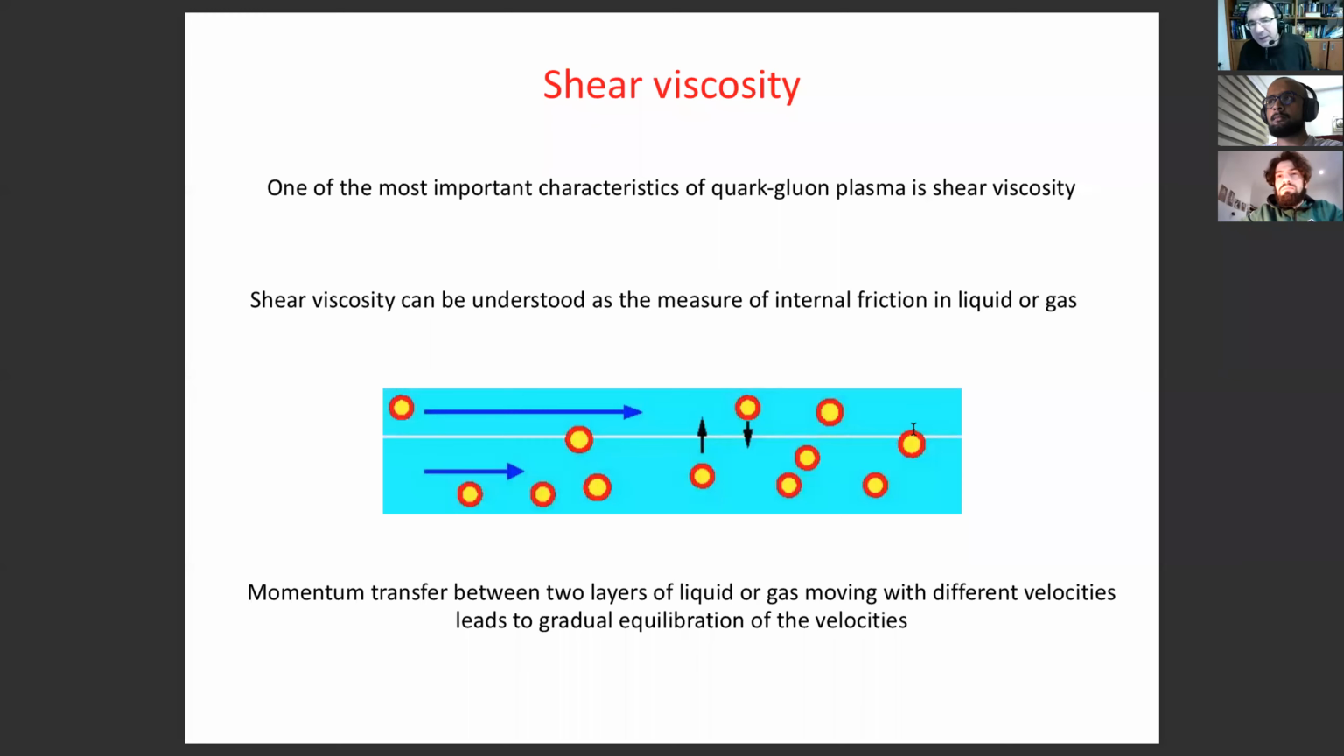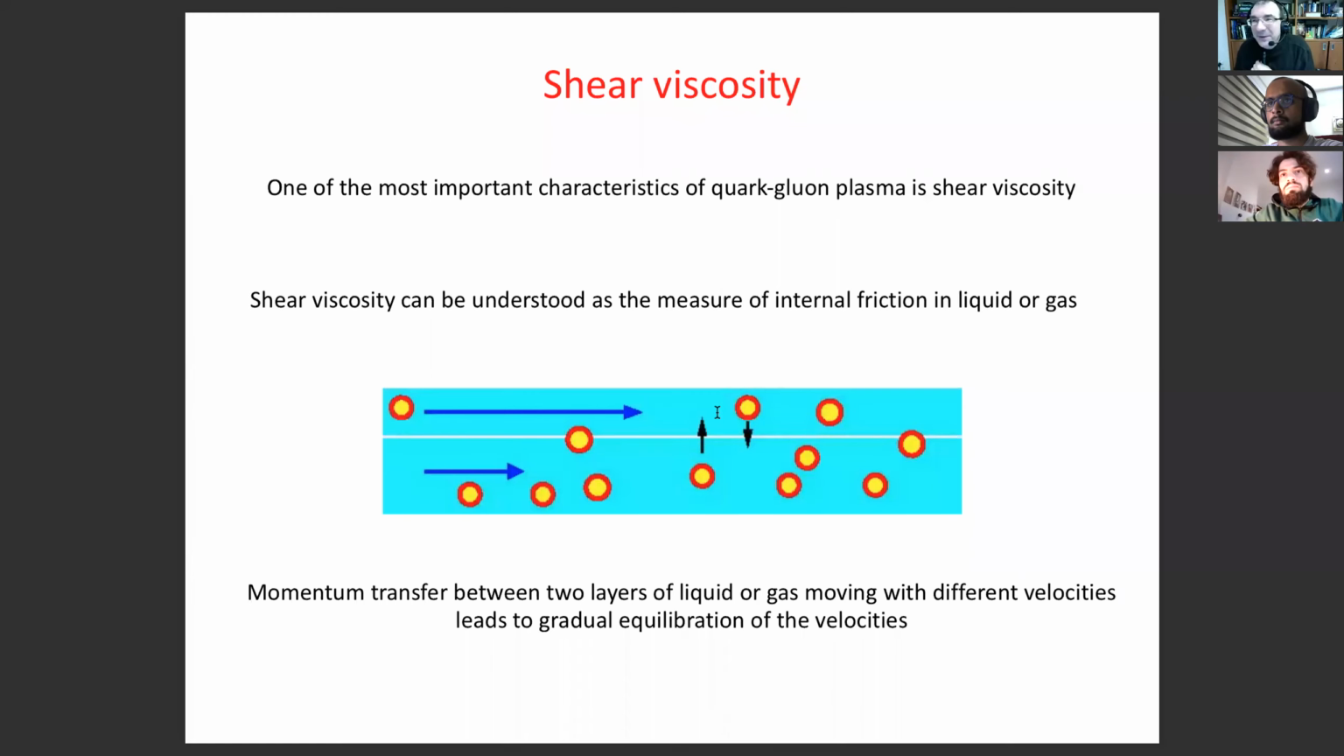Suppose you have two layers of gas or liquid. The top layer is moving faster, and the one at the bottom is moving slower. The particles in both these layers are free to move in all directions. In particular, they can also move vertically, and if they move vertically, they transfer horizontal momentum together with them.